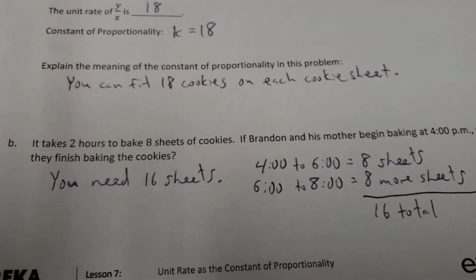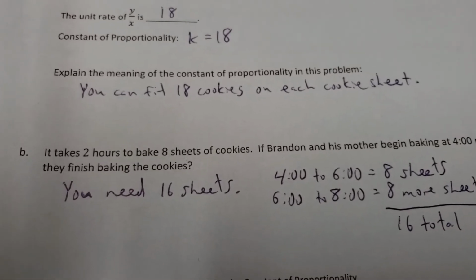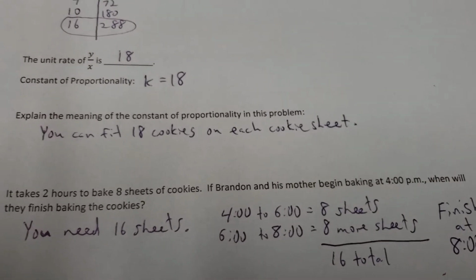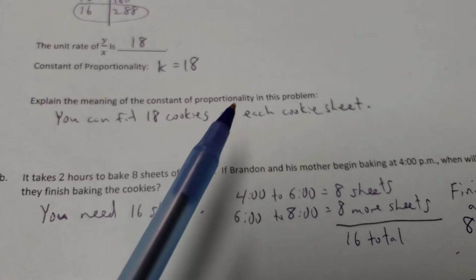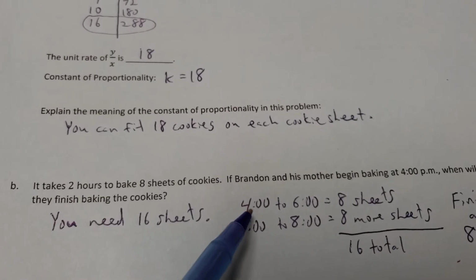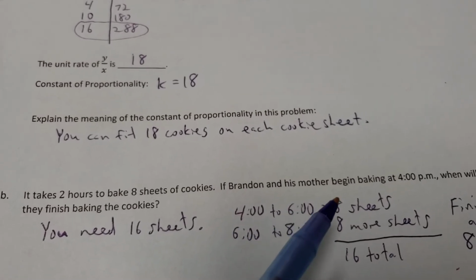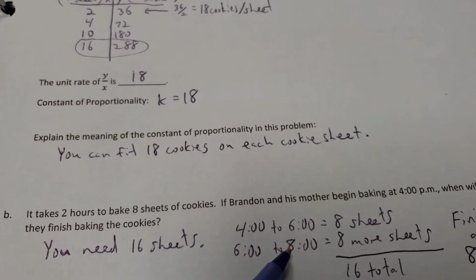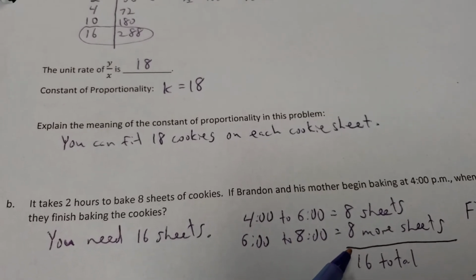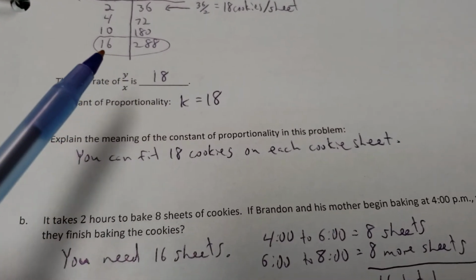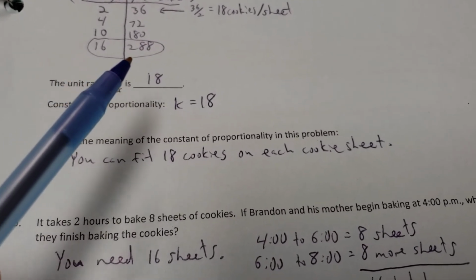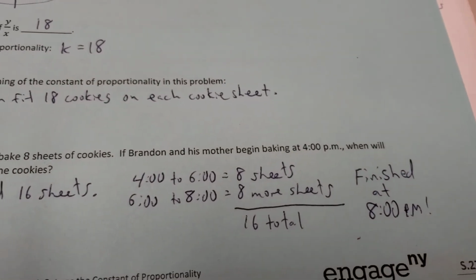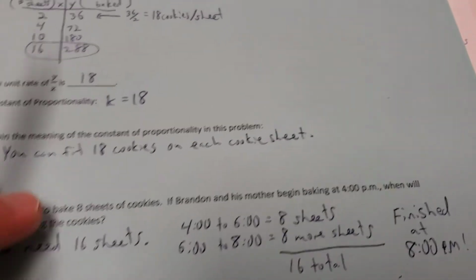Now on B, where it says it takes 2 hours to bake 8 sheets of cookies, if Brandon and his mother begin baking at 4 p.m., when will they finish baking the cookies? Well, from 4 to 6 then, that's a 2-hour time span, you get 8 sheets of cookies. And then start all over again from 6 to 8, that's 2 more hours, 8 more sheets, that's 16 total. But keep in mind, way back up here, that is what you're going to need. You're going to need 16 cookie sheetfuls to give that 288, so they're going to be finished at 8 p.m. So you need 16 sheets.